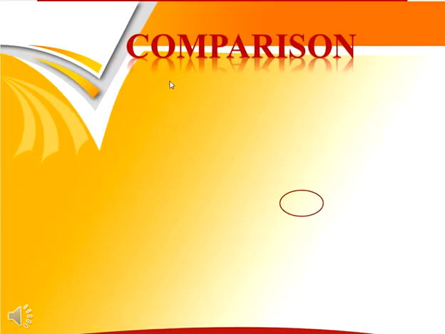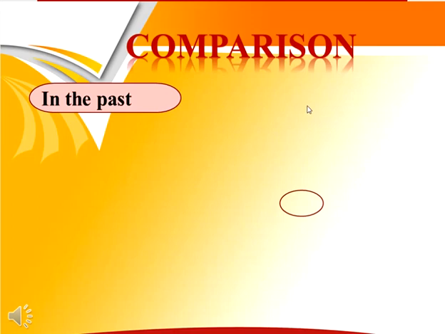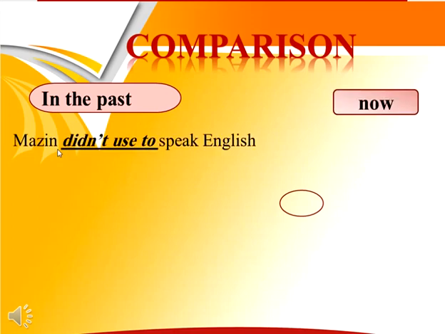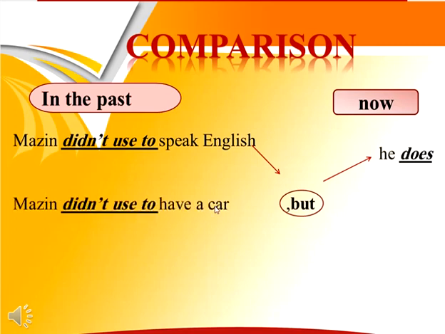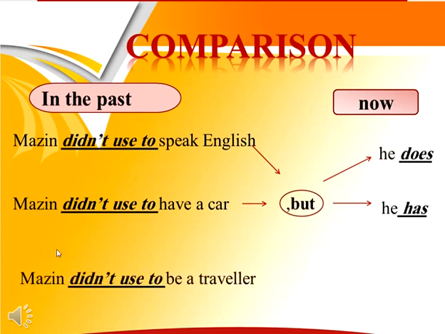The last form of using this structure is just to speak about something Mazen didn't use to do in the past, but nowadays he does. For example, in the past, Mazen didn't use to speak English, but nowadays he does. Mazen didn't use to have a car, but nowadays he has. Lastly, Mazen didn't use to be a traveler, but nowadays he is.